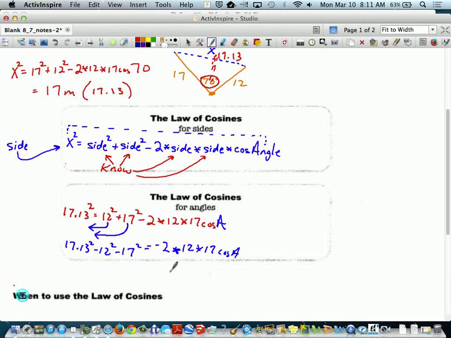How do I get rid of the negative 2, the 12, and the 17? What are we doing currently with the negative 2, the 12, and the 17? We're multiplying. So how do I get rid of them? Divide. So now we're going to divide by the negative 2, the 12, and the 17. I'll bring it over here so you can see it.